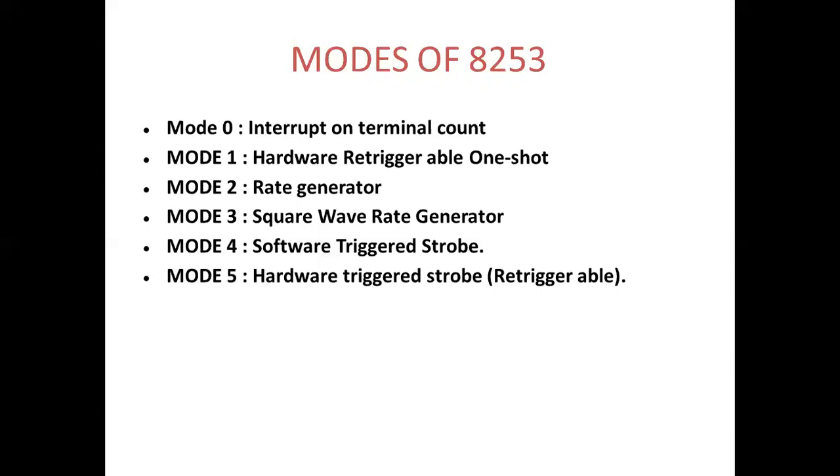Mode 0 is interrupt on terminal count. Mode 1, hardware retriggerable one shot, programmable one shot. Mode 2, rate generator. Mode 3, square wave generator. Mode 4, software trigger strobe. Mode 5, hardware trigger strobe, retriggerable.